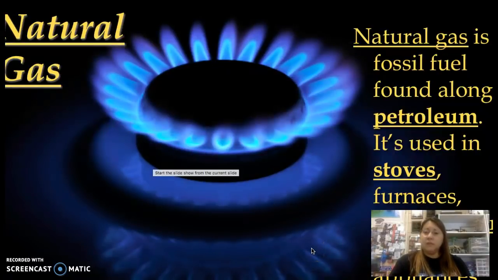It's used a lot of times in stoves, furnaces, water heaters, and appliances that you may have at your home. Some homes will use electric, and then other homes may use natural gas. That's why I have a picture of a burner here at a stove, because it may be something you're familiar with.